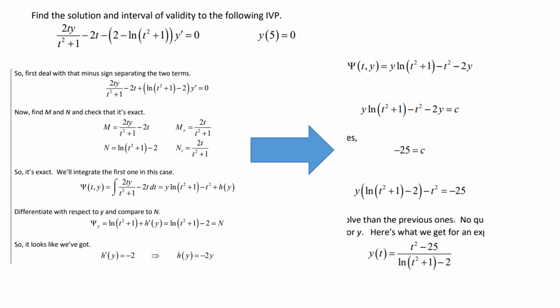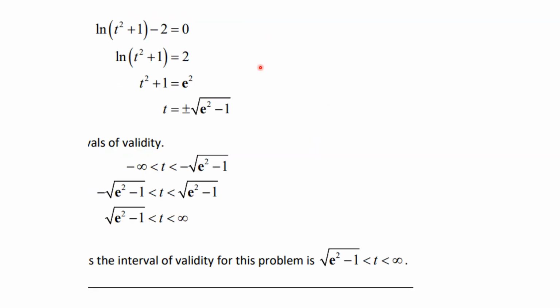And now I've explicitly solved it for y, and now I want to find the interval of validity. So I find out I can't have 0 in the denominator, so I find out the points I have to avoid, and I have to avoid plus or minus square root of e squared minus 1. Now, when you think about this, this splits the real number line into 3 possible intervals of validity, but the one that has our initial value in it is this one.